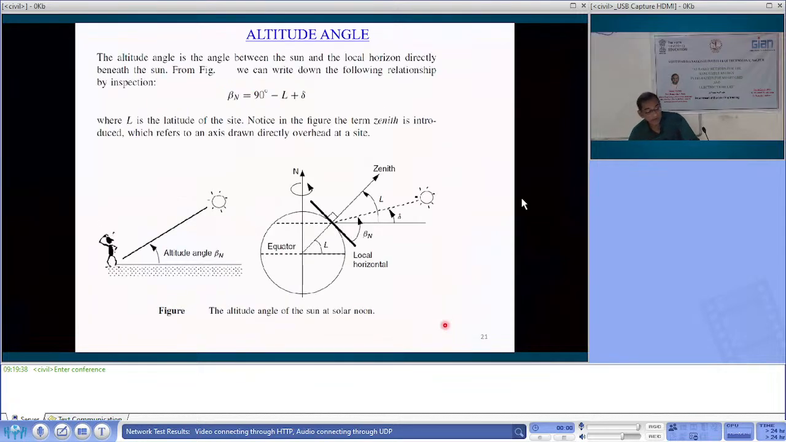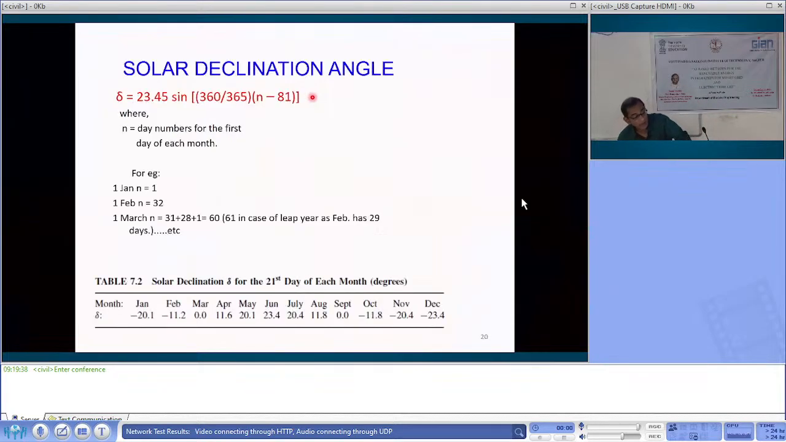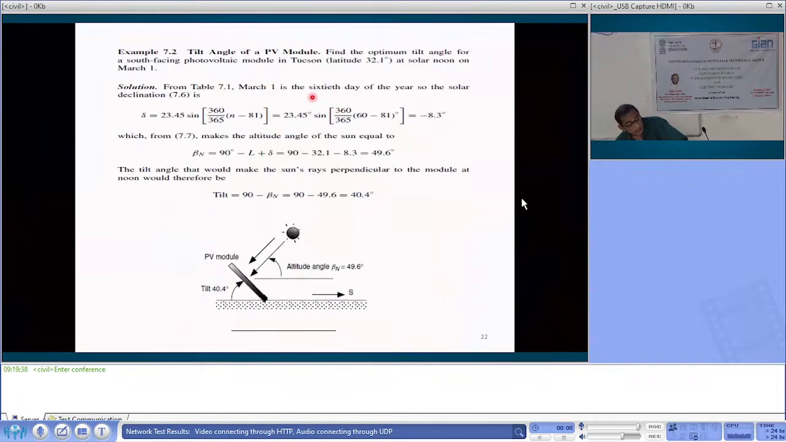Then the altitude angle. A man is standing on the earth, and the altitude angle beta is measured from the local horizontal. The sun is at zenith, meaning at 12 noon, and the sun position is shown here. We have calculated the declination angle earlier, L is the latitude, and beta n is called the altitude angle, which is 90 minus latitude. So you should know the latitude at the site, like Nagpur 21 degrees, and delta you calculate depending on the previous formula, that depending on n you decide the delta. Then a solved example is there, one can go through this.